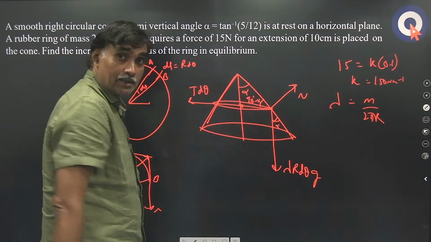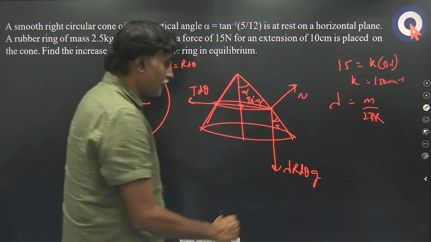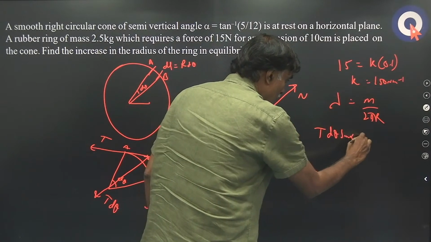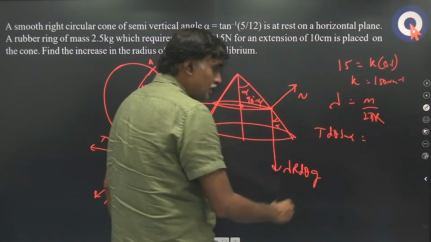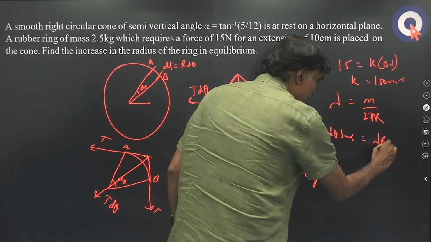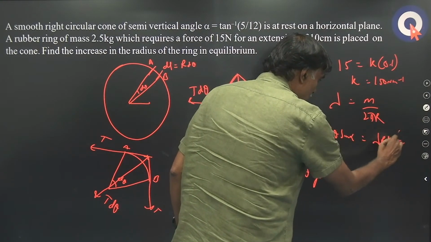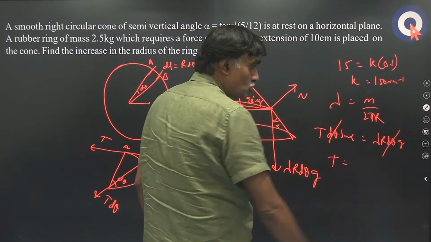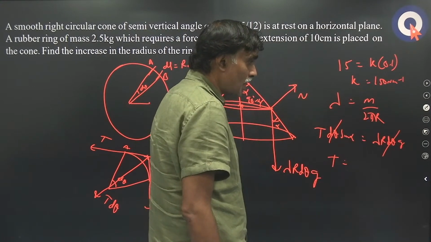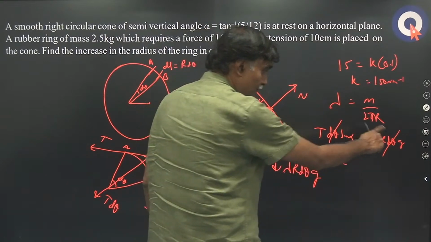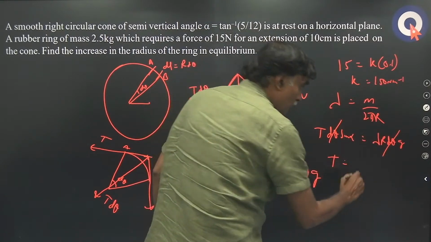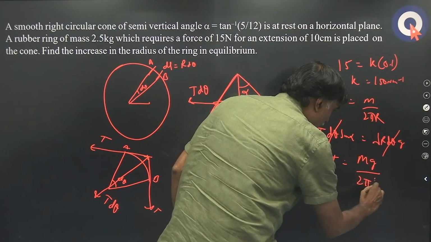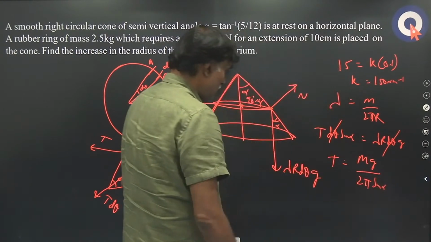Component of T d theta in that direction, that is T d theta sin alpha, is equal to lambda r d theta into g. So d theta cancels. So what is T? Lambda is m by 2 pi r. What is lambda r? M by 2 pi. Lambda r is m by 2 pi. So what do you get? mg by 2 pi sin alpha into cos alpha.